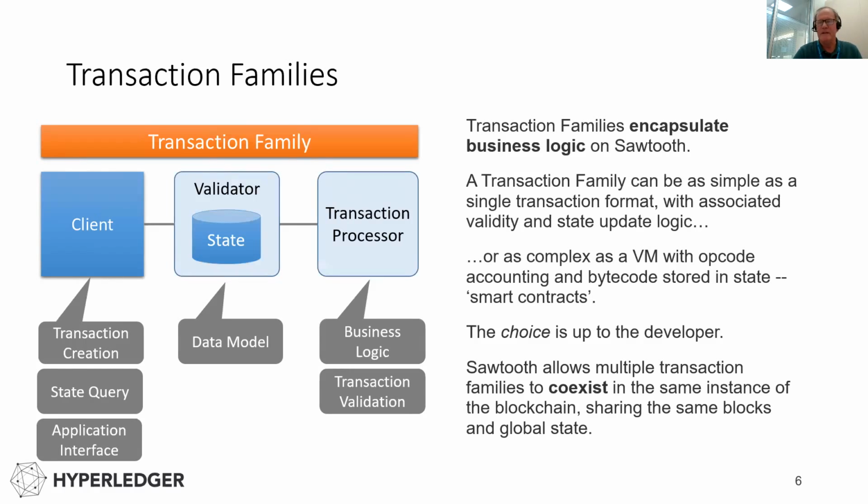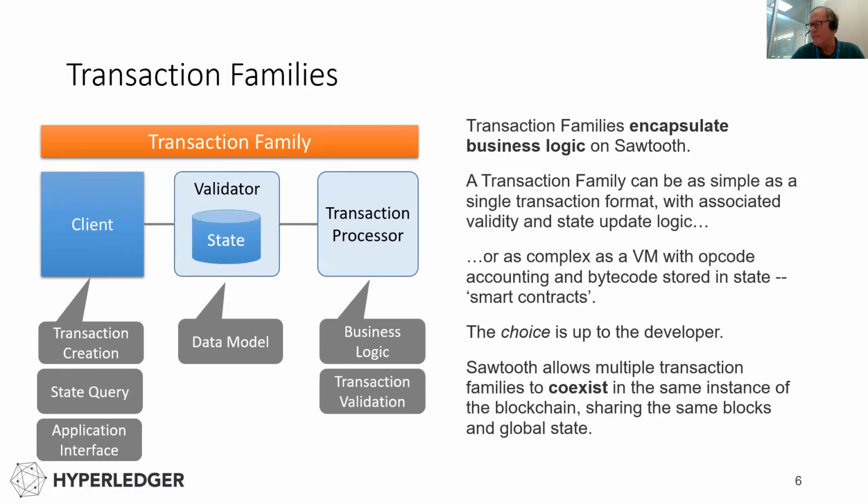So transaction families encapsulate the business logic on Sawtooth. There are 3 parts. The client, which you write, the transaction processor, which you also write, and also the data model, which is how the data is encoded in state, and also how the data is encoded in a transaction as it's sent from the client to the transaction processor.